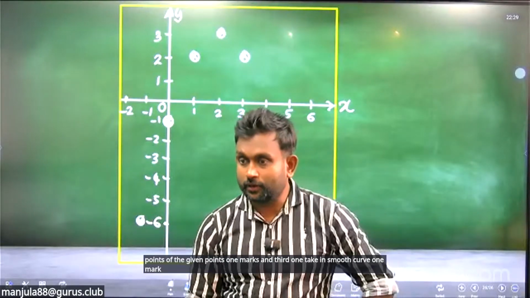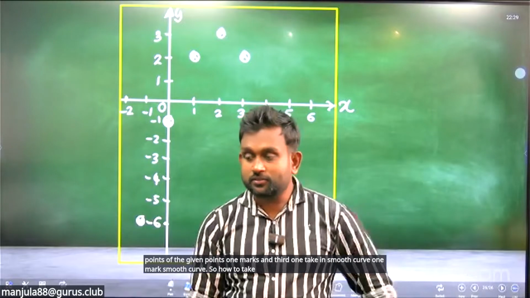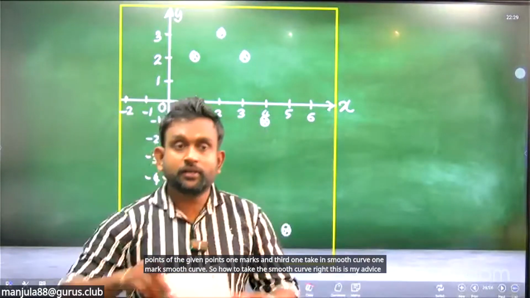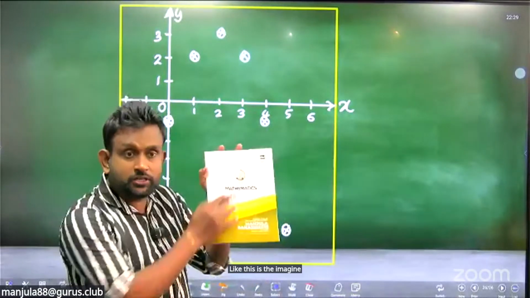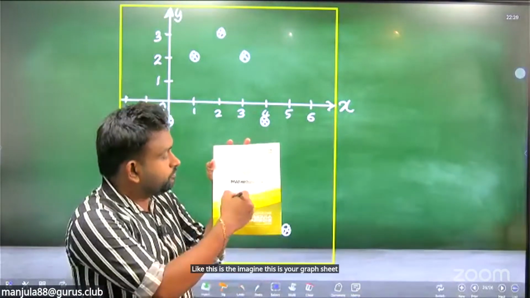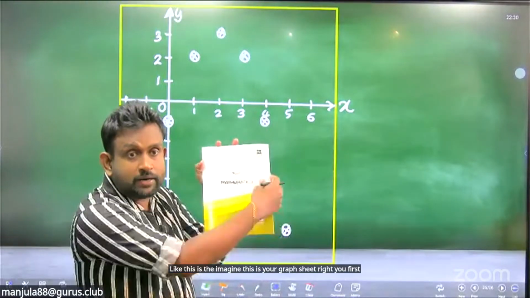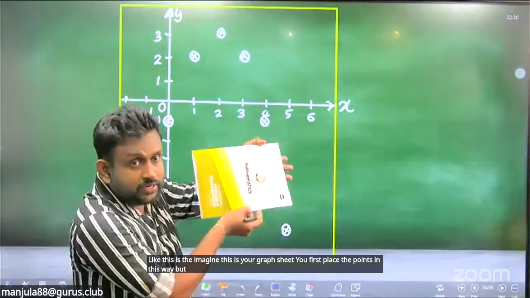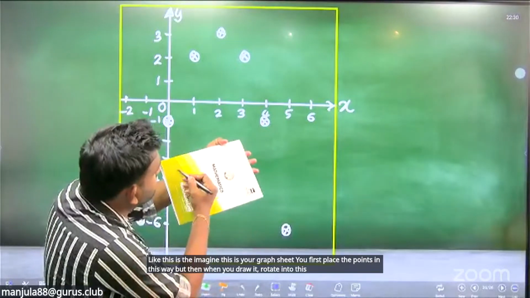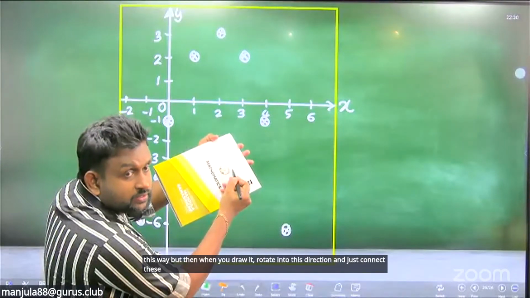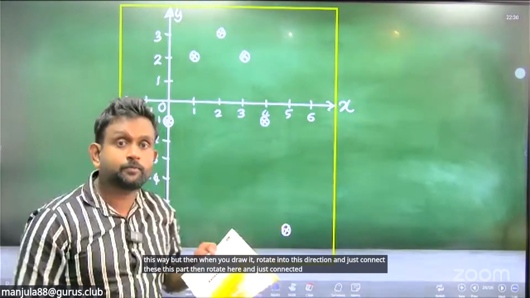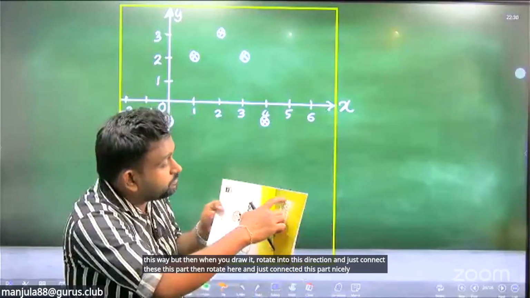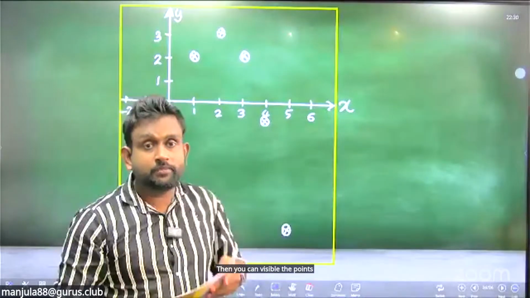Smooth curve. So how do you draw a smooth curve? This is my advice. Imagine this is your graph sheet. You first place the points in this way, but then when you draw it, rotate the sheet in this direction and just connect this part, then rotate here and connect this part nicely. Then you can see the points correctly and you can make a smooth curve.